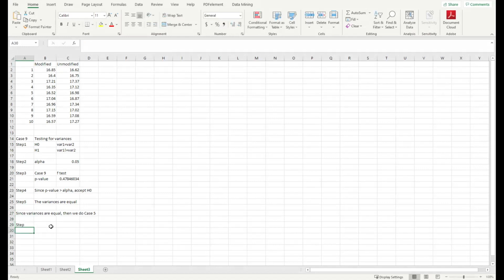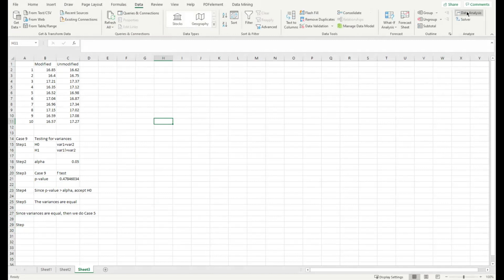But before we proceed to case 5, try muna natin yung isang method. So another method is we do data, again, punta tayo dito, data analysis. Then hanapin natin yung F-test, F-test two-sample for variances. Ay, hindi pala nakikita. Sorry. Hindi nga pala nakikita yung pop-out.